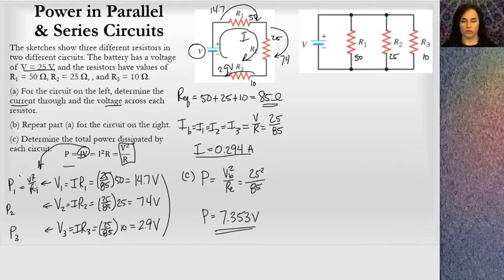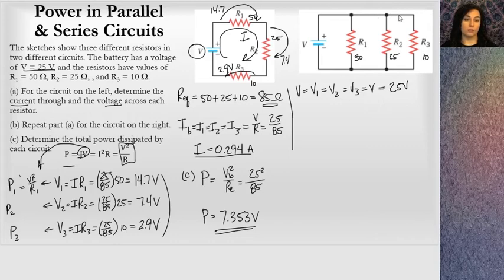Just those values, not for the total circuit. Okay, so let's work on this other circuit over here. What I know for a parallel circuit is V equals V1 equals V2 equals V3. And I can just call that V for the circuit, and that is 25 volts.